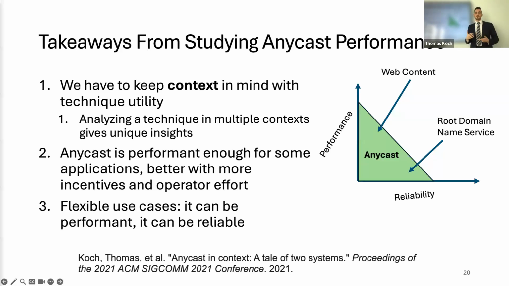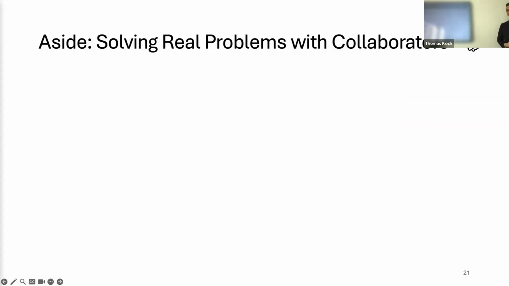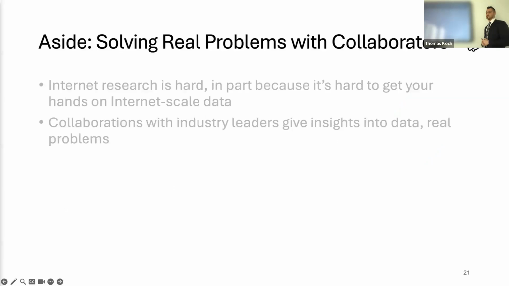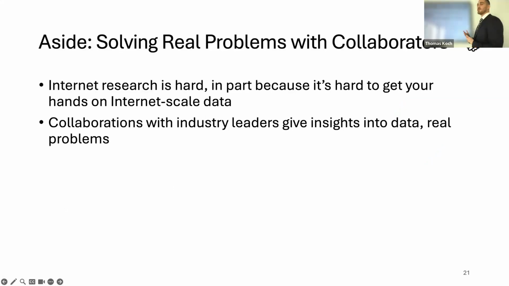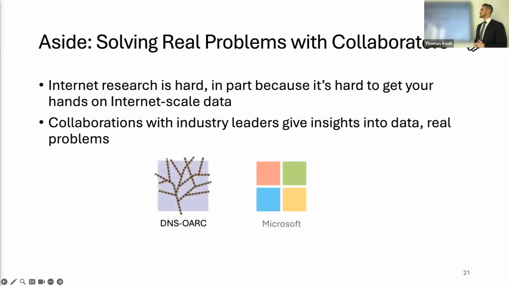Okay, so this is a good time to talk about some of the strategies that I used to get this research going. It's a really common thing that I engage in and that a lot of other internet researchers engage in, as well as working with collaborators to solve interesting problems. Part of what makes internet research hard, as I mentioned, is that it's hard to get your hands on real data and to see what the real problems are and to answer interesting questions. But by collaborating with industry leaders, it gives you insights into real problems and data.